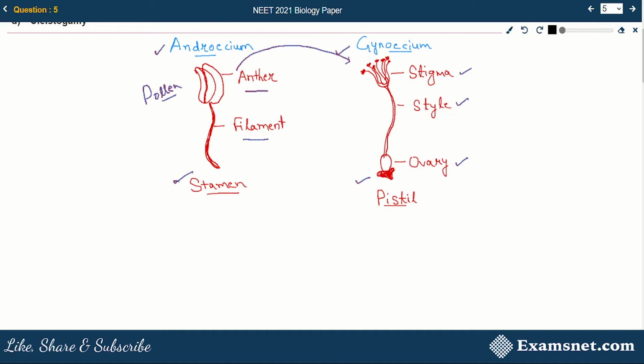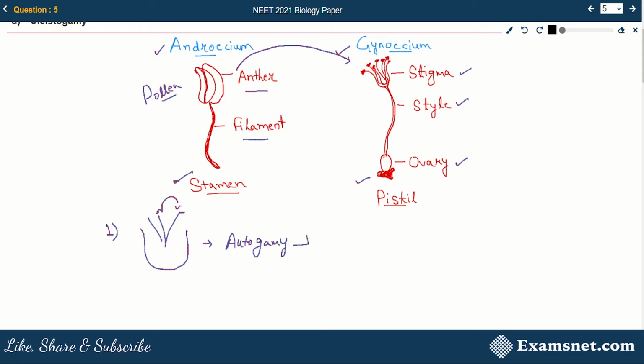Okay, now depending on the way this pollen is transferred to the stigma, there are different terms given to the pollination. So let's see the first one. The first one is where the transfer of pollens from the anther of the flower takes place to the stigma of the same flower. This is termed as autogamy. That means pollens of one flower are transferred to the stigma of the same flower.